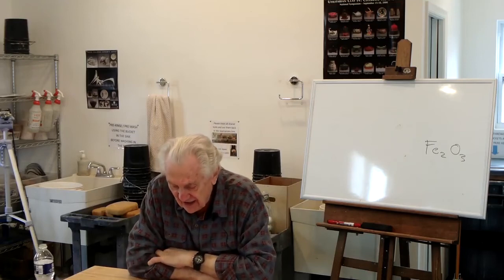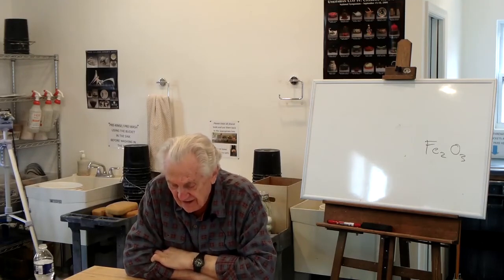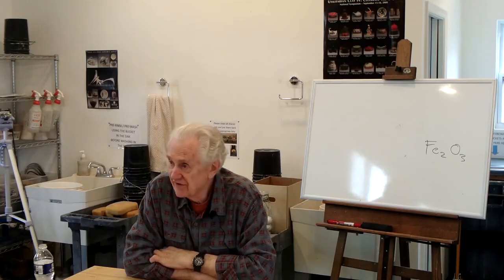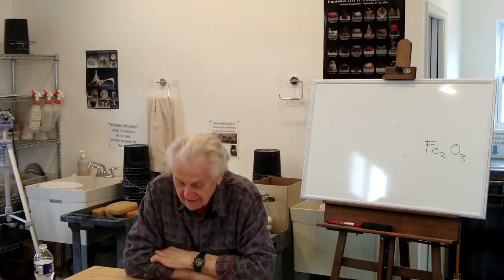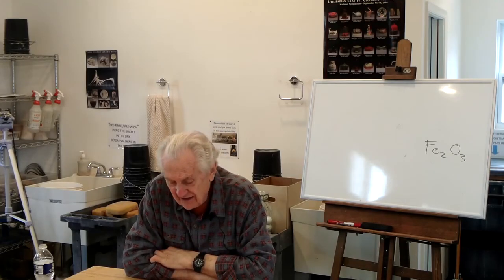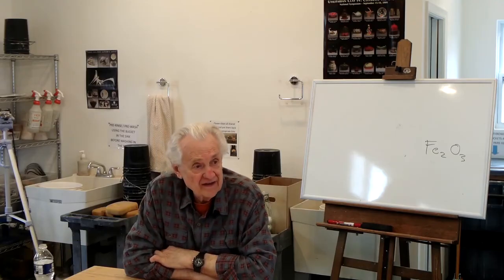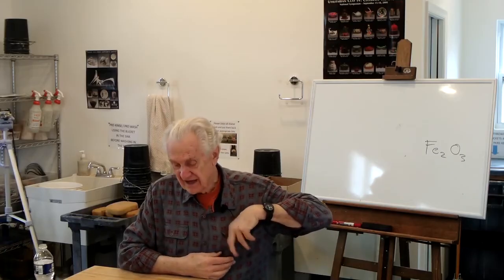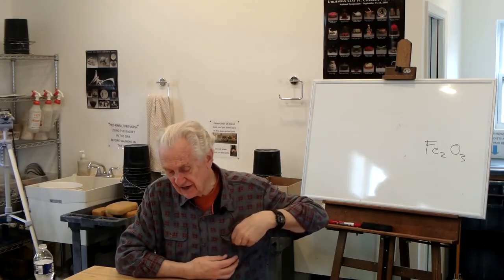Black iron oxide, the next group, is another form of iron oxide that you'll see in some glaze recipes. They'll specify black iron oxide, and it's black. Magnetite is the name for the mineral that is black iron. Magnetite is black iron oxide. It's just a different form of iron.